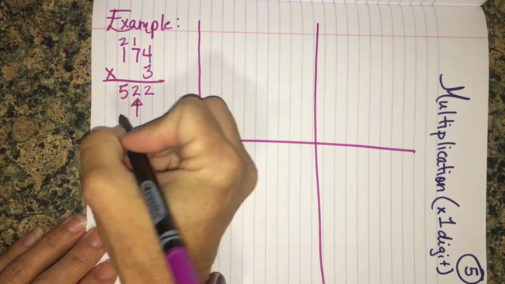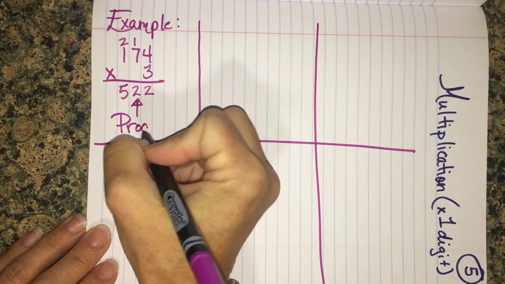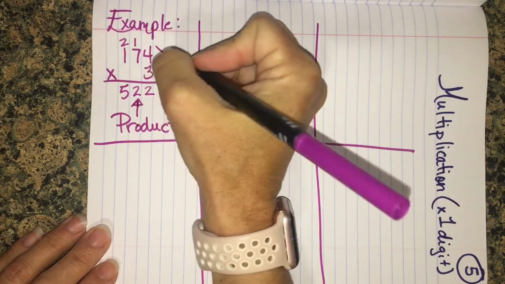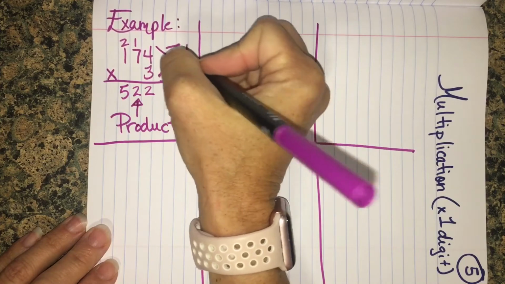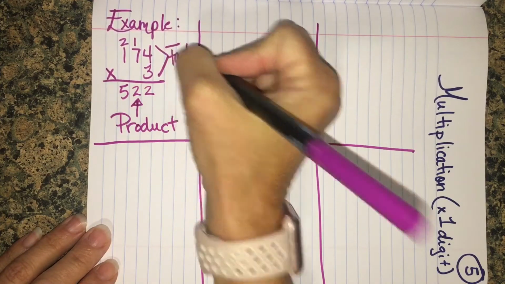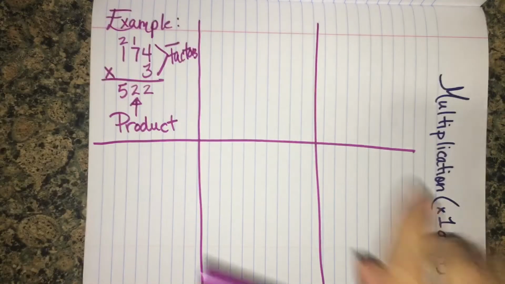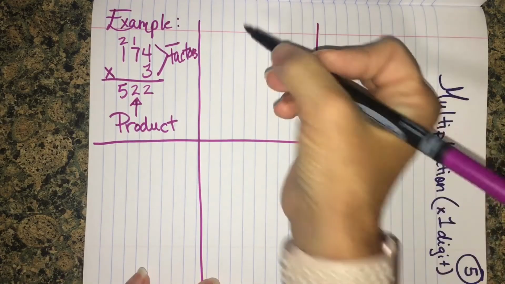Even though these are bigger numbers, my answer to this problem is still called a product, and these two numbers are still called factors. Factors are any two numbers you multiply together to get a product. Now I'm going to write down the next 4 problems, and I want you to pause the video.